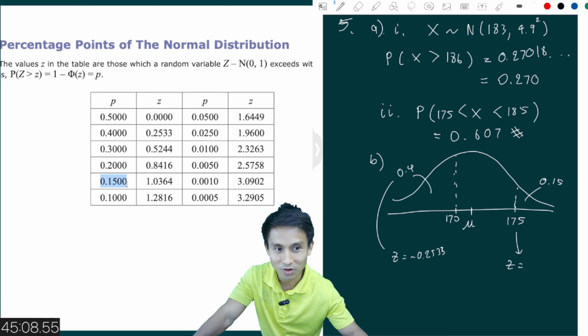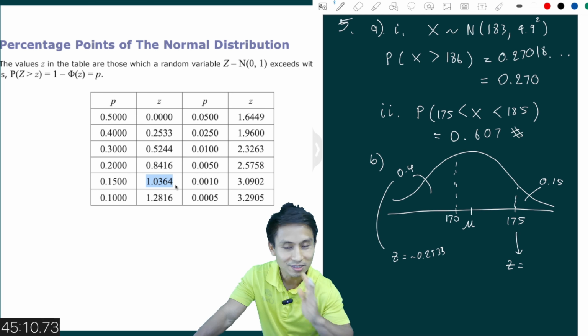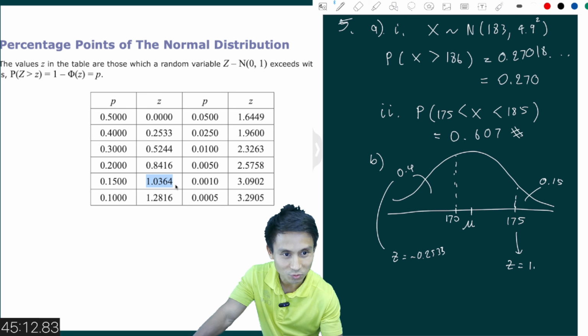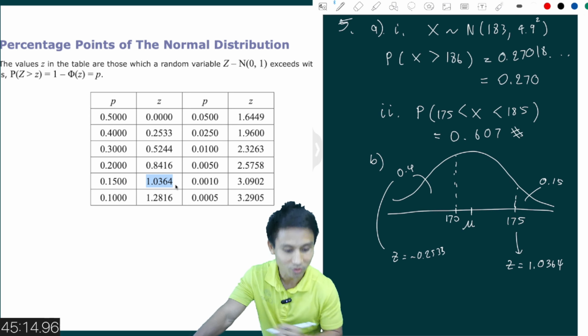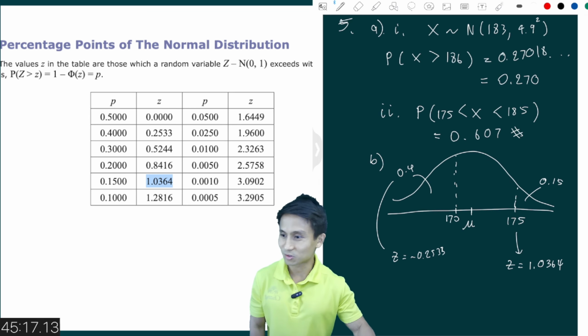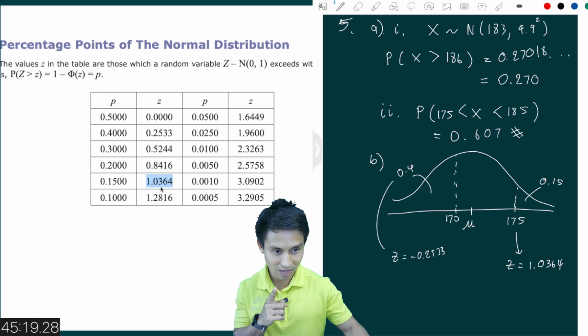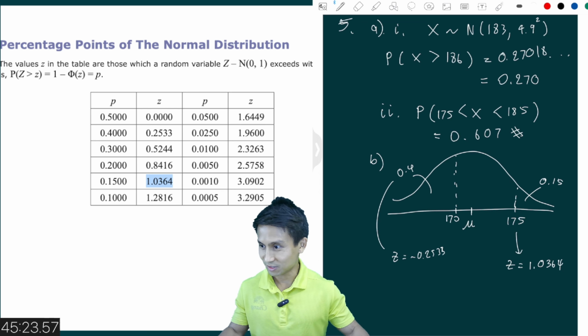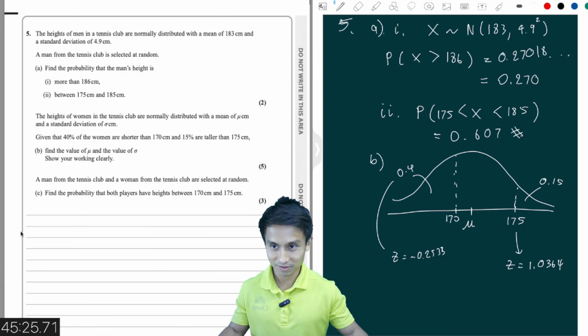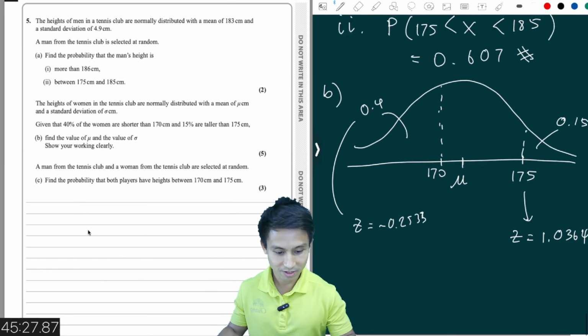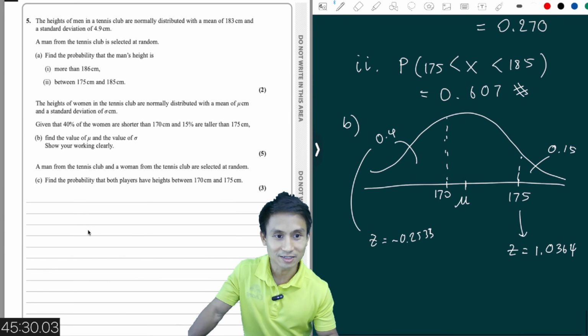This is the one we want. Because this is already the right tail, it's 1.0364, and we're good. So I'm just going to close. Let me check the value again to see if I copied them right. Yeah, I think I did. So I'm going to go back to the paper and make two simultaneous equations as discussed.